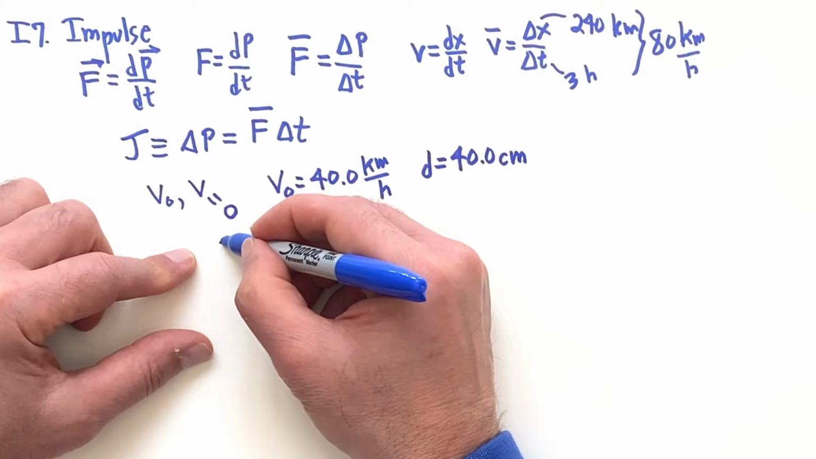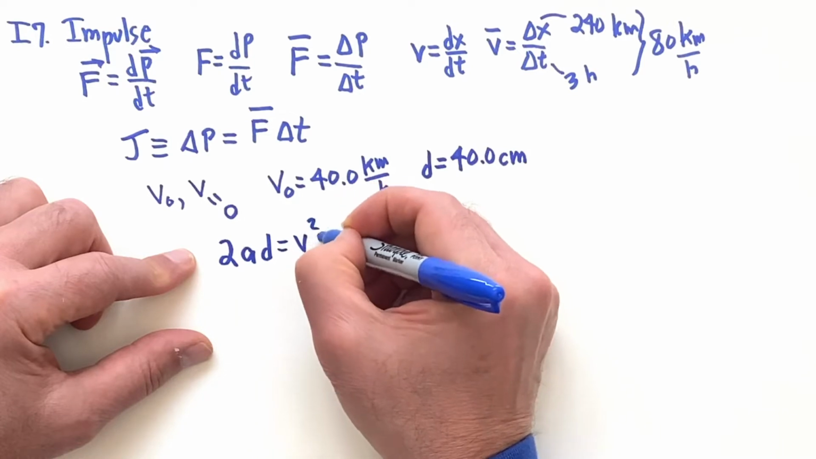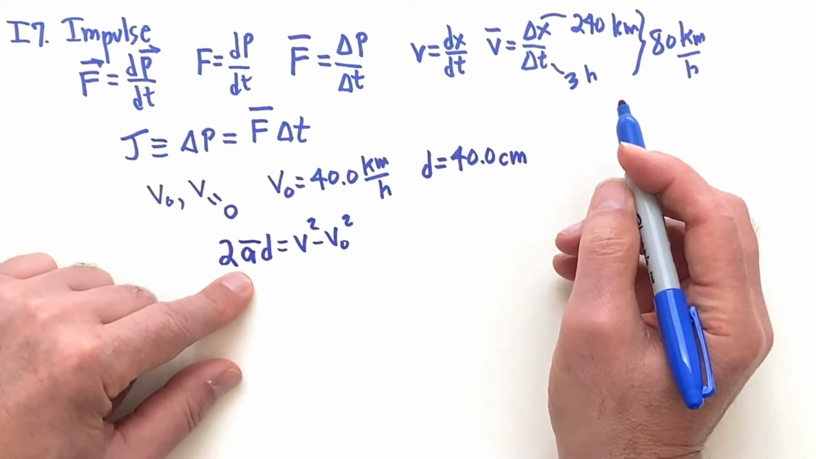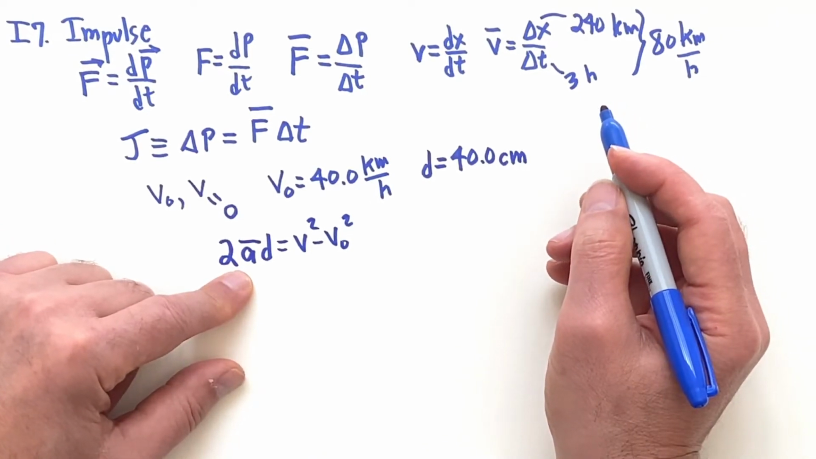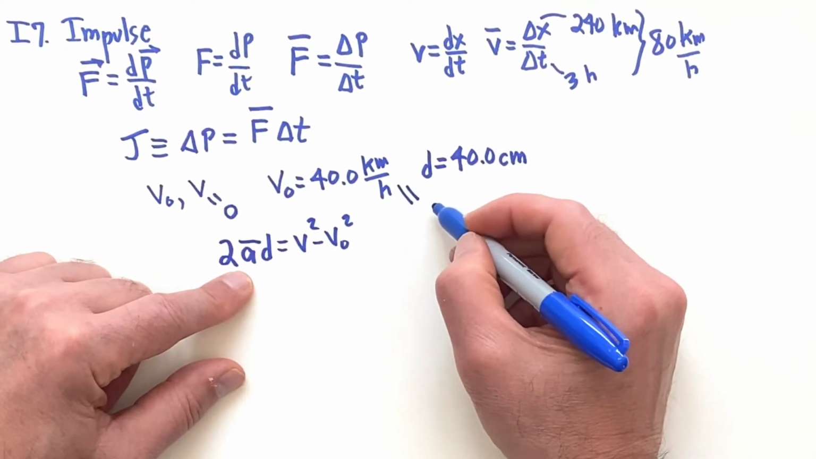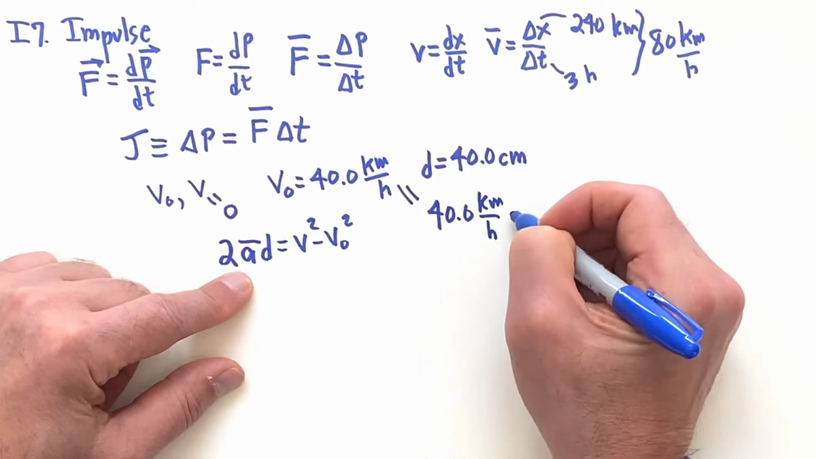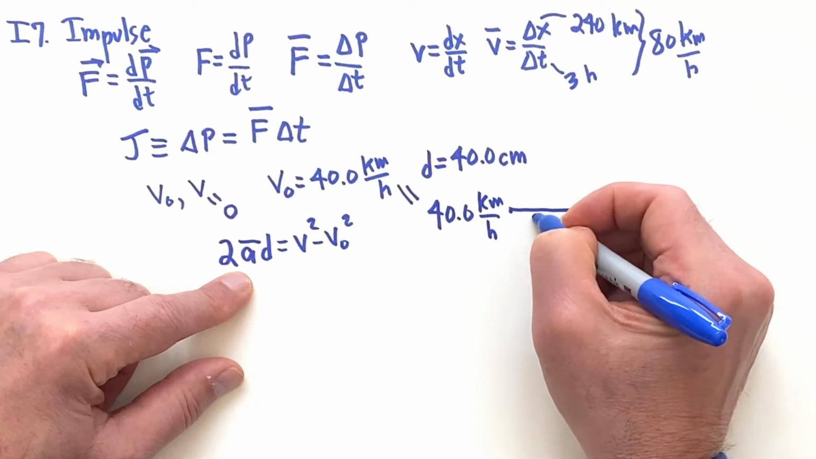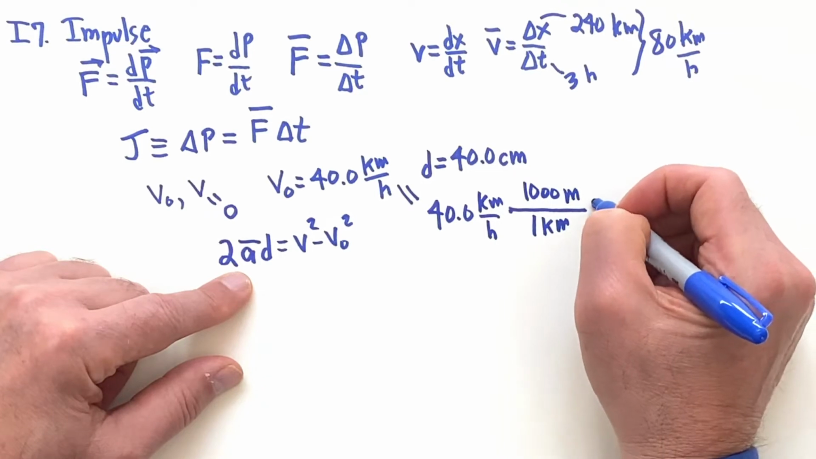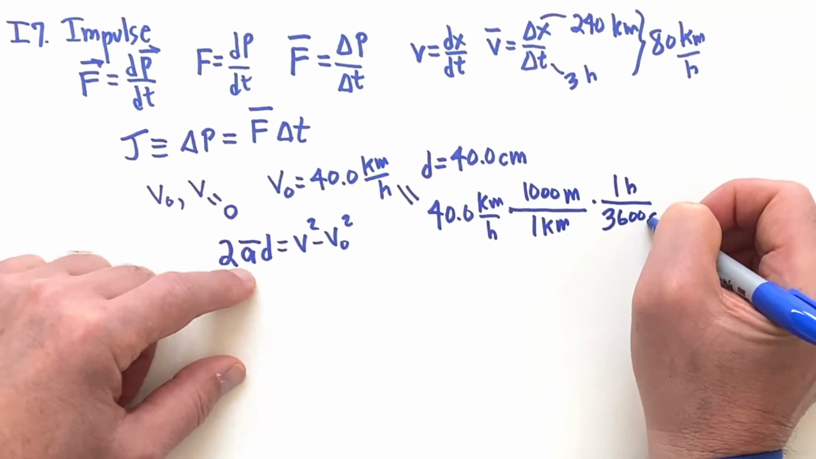So now we pull out a formula from the past, kinematics. 2 times acceleration times d is v squared minus v naught squared. And I'm going to emphasize that this is an average acceleration by putting a little bar over the top. Now, we like to have this velocity in meters per second. So if you have 40 kilometers per hour and you want to get rid of the kilometers, you have 1,000 meters. And then if you want to get rid of the hour, you need 3,600 seconds.